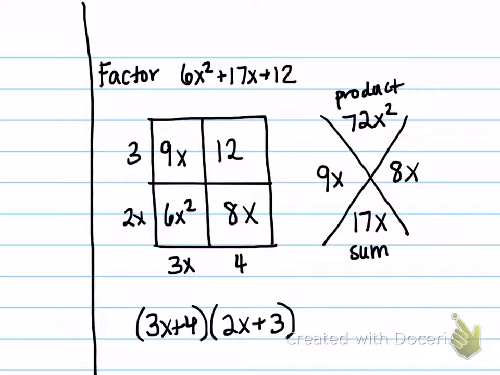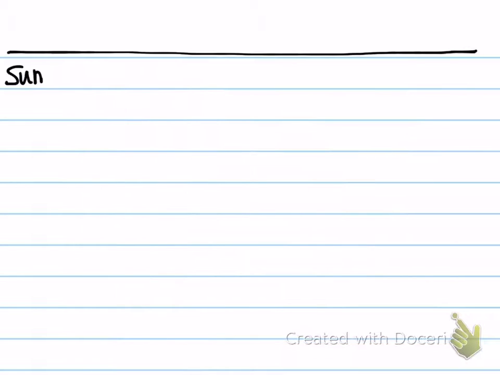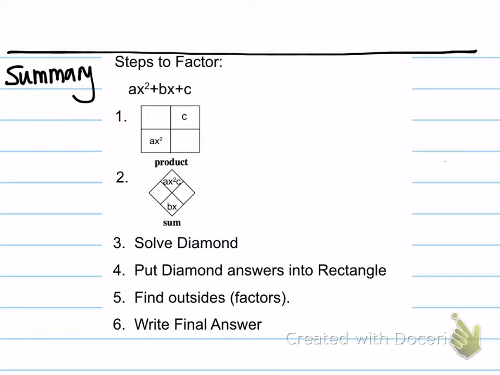Now I'm going to have you try a couple examples on your own with some work that you can check before you move on to your individual practice that's going to be scored and sent to you. Okay, so before we do that, let's do a summary. So go ahead and draw a line, and let's do a summary.